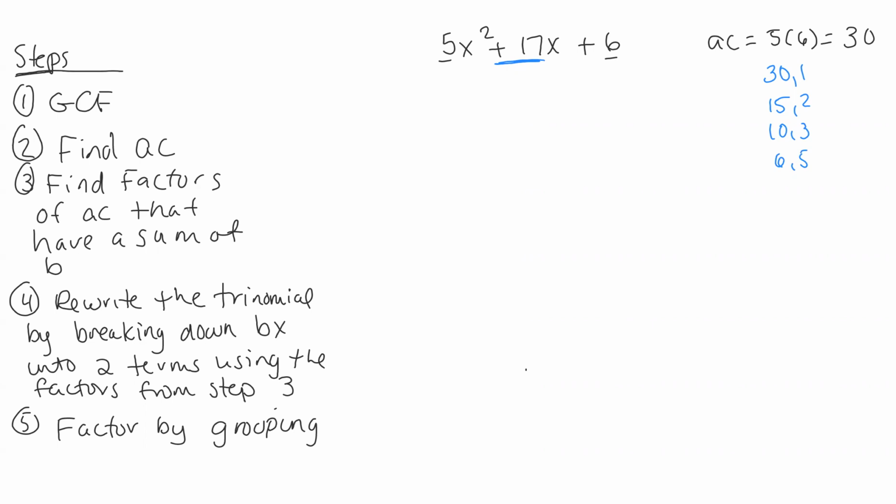So of those pairs of factors of 30, which pair adds to 17? Well, 15 and 2. So what I'm going to do is come over here and rewrite my 17x as the sum of two terms, using these factors that we found over here. So instead of 17x, I'm going to write it as 15x plus 2x. And then everything else in the polynomial stays the same. So the 5x squared and the 6 stay the same. Now we can factor by grouping.